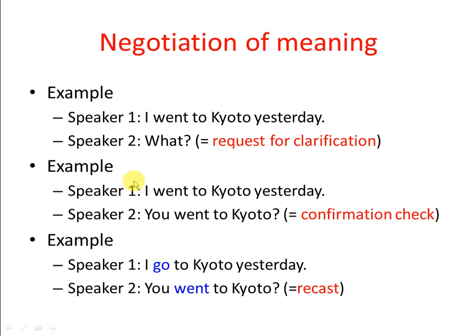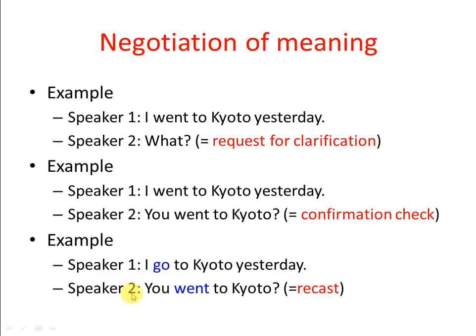And another example would be something like, I went to Kyoto yesterday. You went to Kyoto? So here speaker 2 is trying to confirm his or her understanding. In this last example, speaker 1 says, I go to Kyoto yesterday. Of course, here we have a mistake. We have an error.